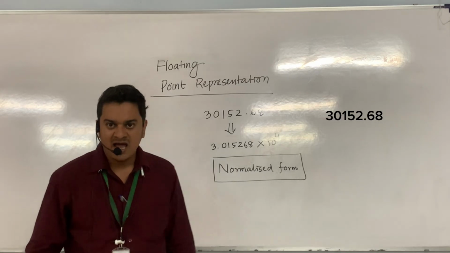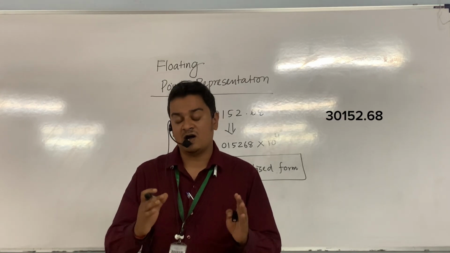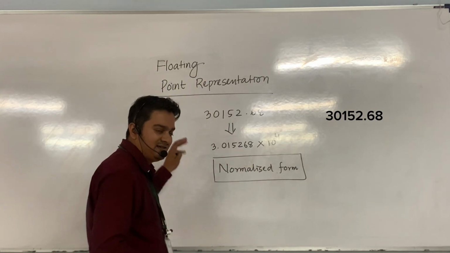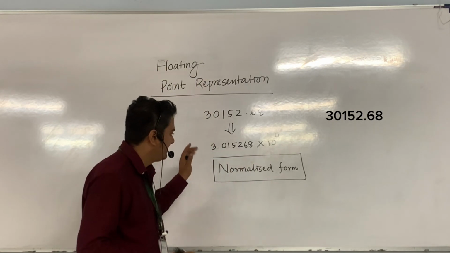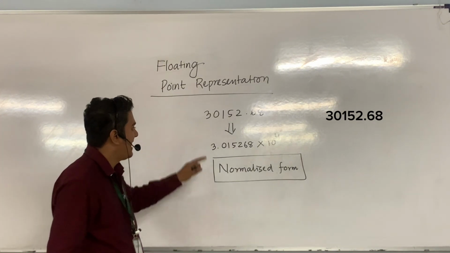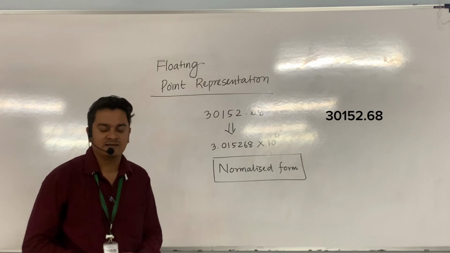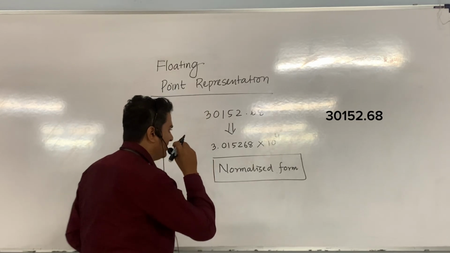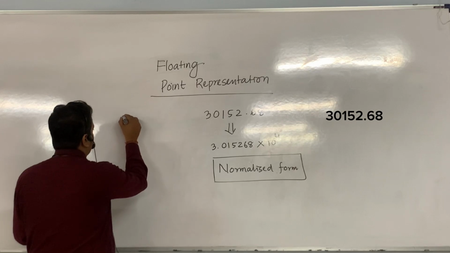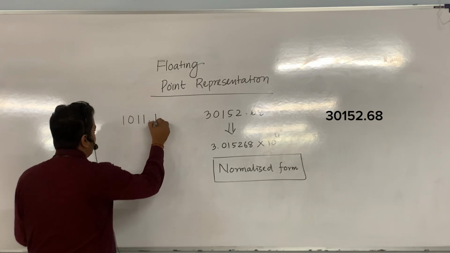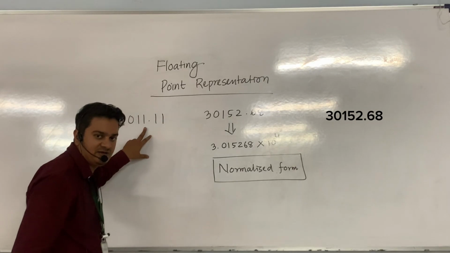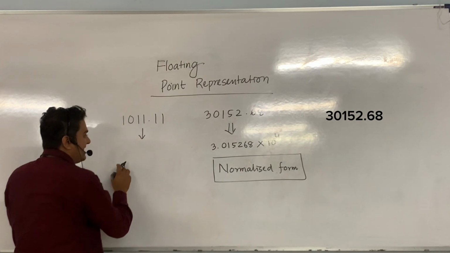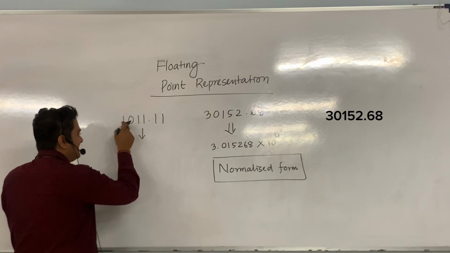We will discuss how one particular number can be represented in this floating point representation. Till now I have written all the decimal numbers. In a similar manner, I can write binary numbers. For an example, I am writing 1011.11. This is a binary number. Now I can represent this as a floating point number by shifting this decimal point.